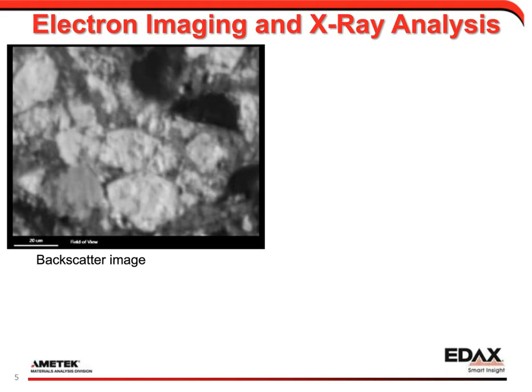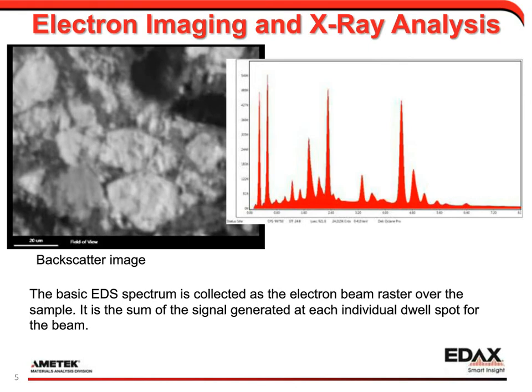If you look at a basic EDS spectrum, we typically collect that as the electron beam rasters over the sample. And the basic EDS spectrum is pretty much a sum of the signal generated in each spot that the electron beam rastered across. So we can have the image up on the screen, and the beam is rastering across, and we can collect the EDS spectrum at the same time. The EDS spectrum we see here, there's a bunch of peaks in there, and there's some background, and we can go in and analyze this.